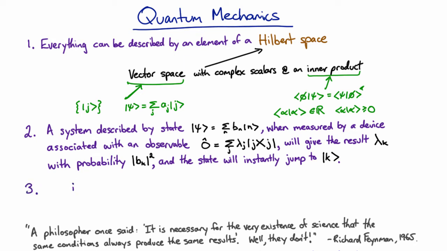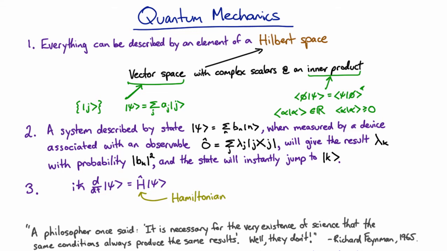It evolves according to a first-order differential equation. And the operator that describes that linear evolution is another observable called the Hamiltonian, which is the observable for energy. And this equation is called Schrödinger's equation, after the famous Austrian physicist Erwin Schrödinger.